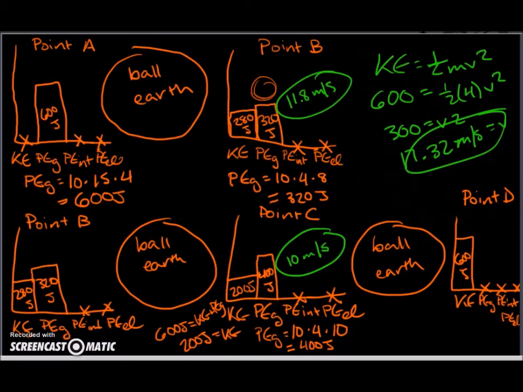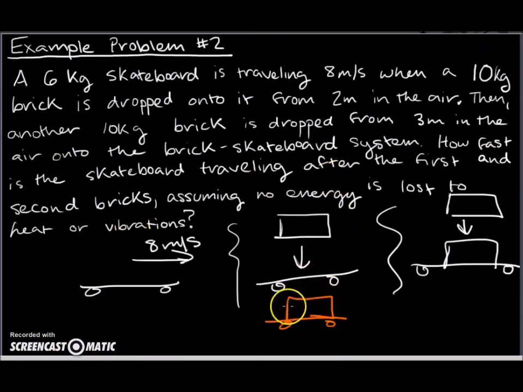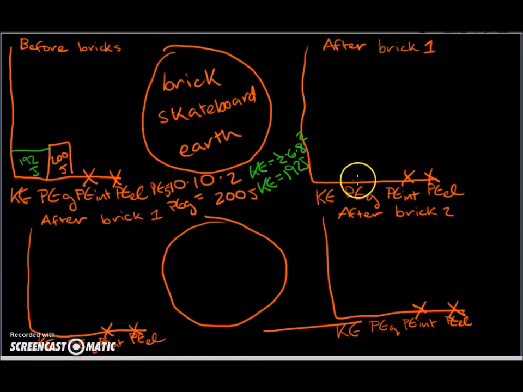After we drop the brick, we have our brick lying on top of our skateboard, and they are both traveling at the same speed, which means that we have no potential energy of gravity because they're both lying on the ground, and we can treat them as one object because we're treating them as a system. And all of this potential energy of gravity has been translated into kinetic energy. So we have 392 joules of kinetic energy after the first brick is going.